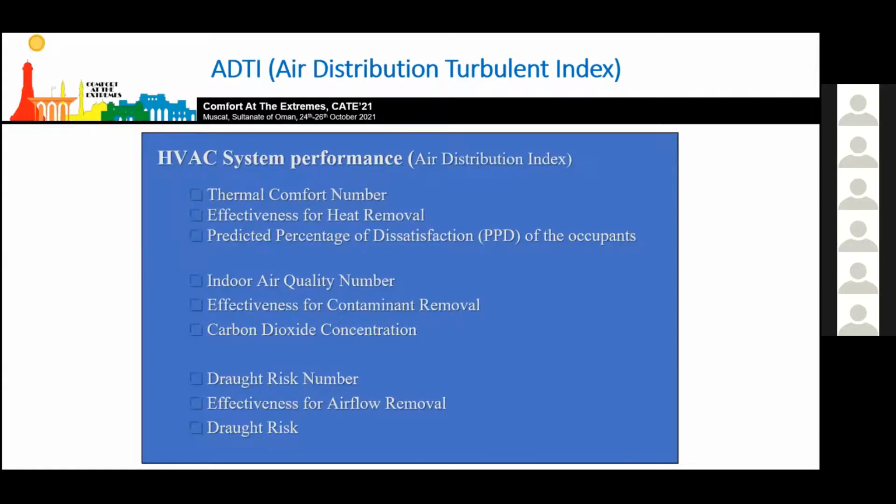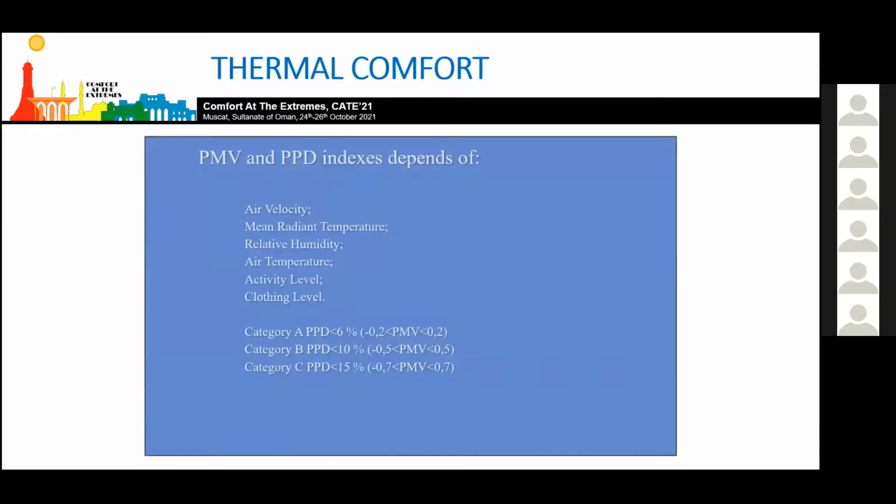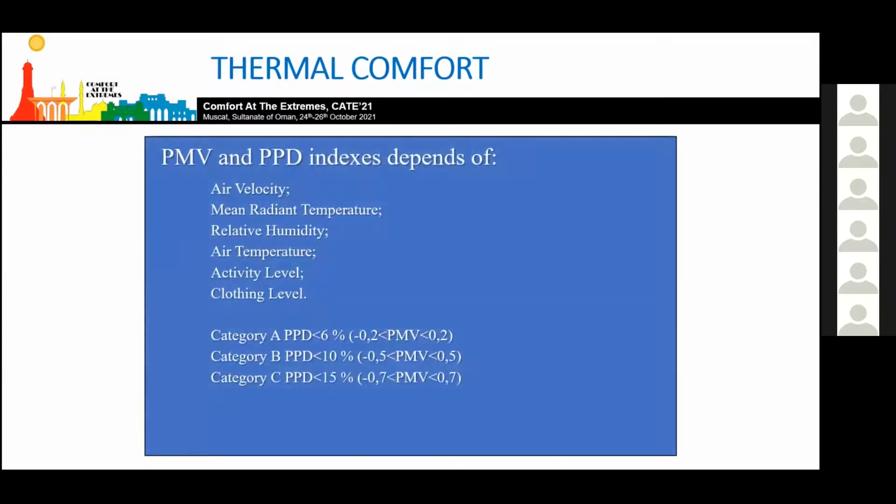ventilated spaces. In order to evaluate the thermal comfort, the human body model considers the heat exchange between the human body and surroundings, and depends on the air velocity, mean radiant temperature, relative humidity, air temperature, activity level, and clothing level. In order to evaluate the thermal comfort, I use the 3 categories present in the ISO standard and ASHRAE. So in this case, I consider category C, where the predicted percentage of dissatisfied people is lower than 15%, and the predicted mean vote changes between minus 0.7 and 0.7.